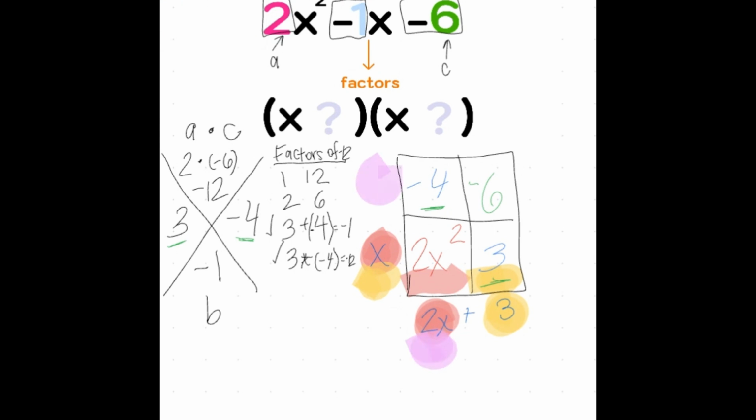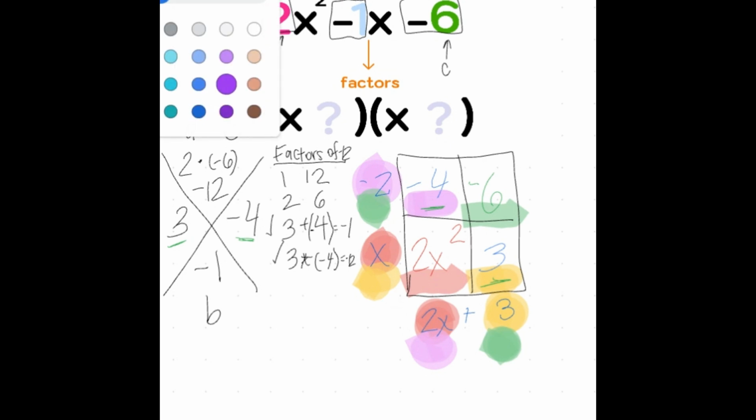Next, we have 2x, and we're trying to find negative 4. What times 2x gives us negative 4? Well, your only option is negative 2, because a negative times a positive is a negative, and negative 2 times 2 is negative 4. Now what we have to do is see if negative 2 and 3 give us negative 6 to check our work, and that's true, which means we did everything right.